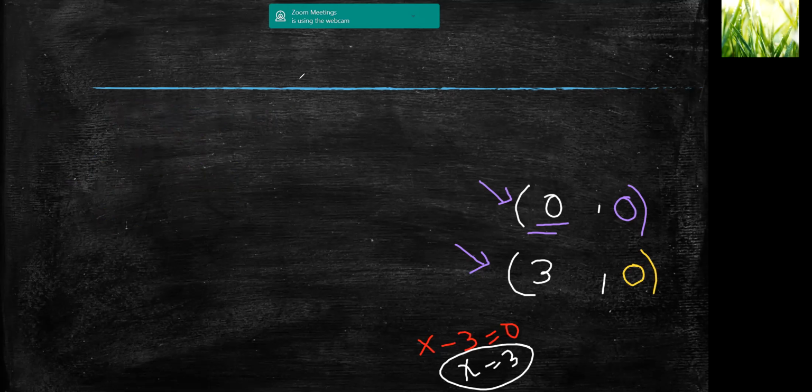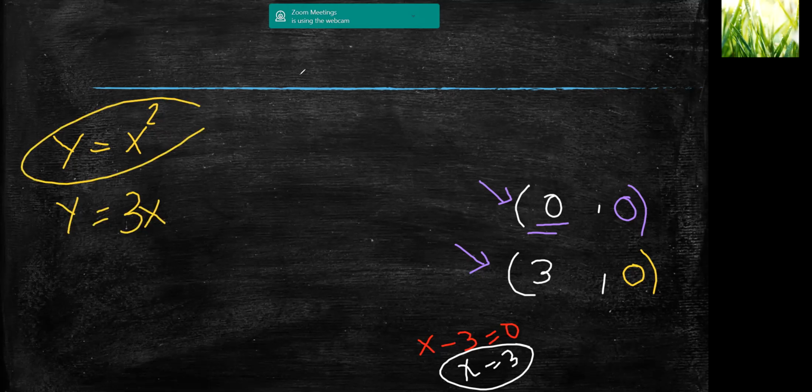We said y is x squared and y is 3x. So we need to replace in one equation, okay? And not on the combined one. I have to replace in one equation.